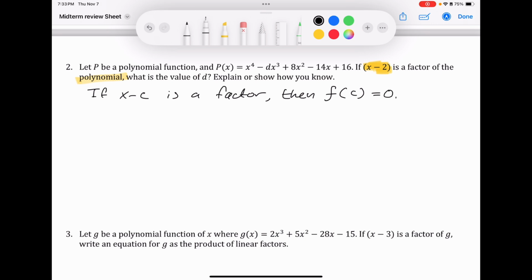In this case, x minus 2, that's our factor. So we're going to take our factor and set it equal to 0, and we want to solve for x. To solve for x, we do the inverse operation of subtracting 2, which is adding 2. Zero plus 2, that's 2.